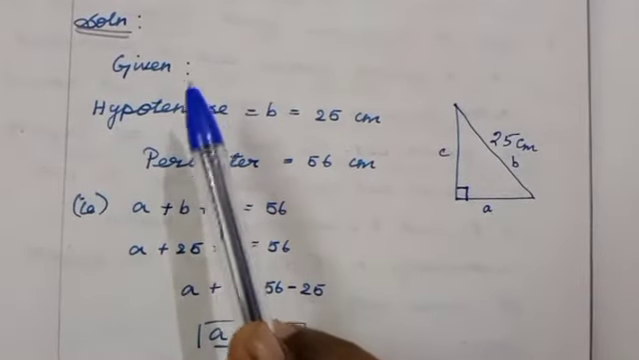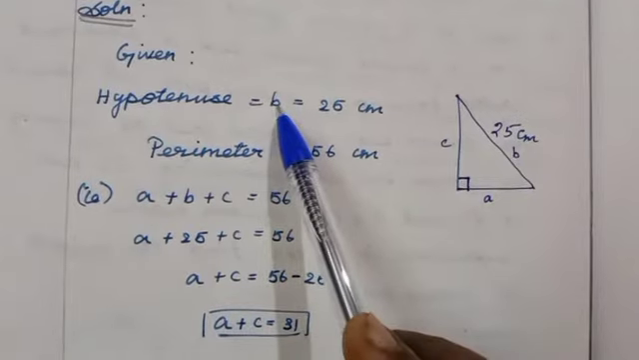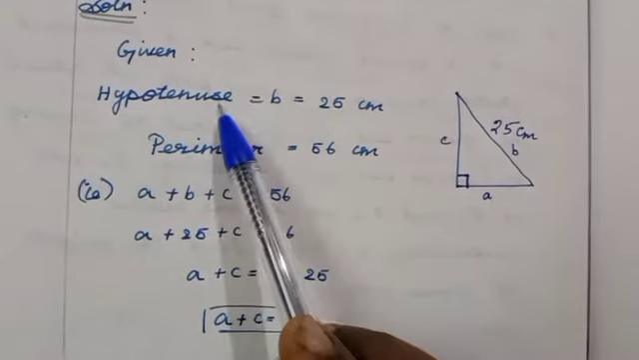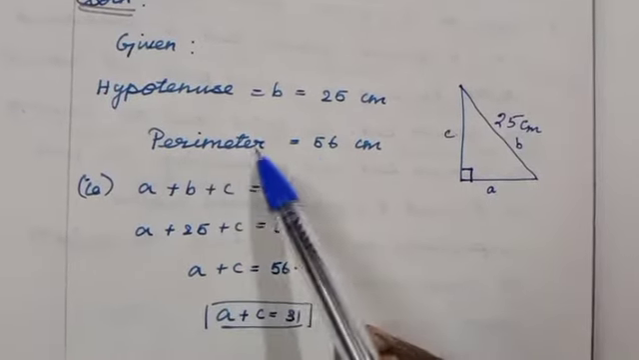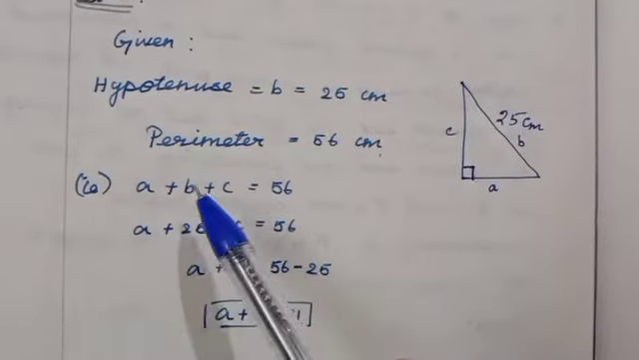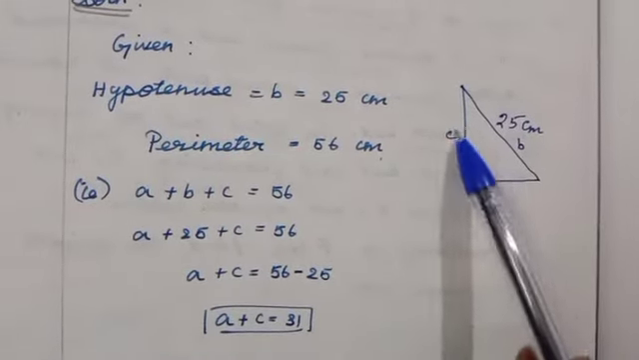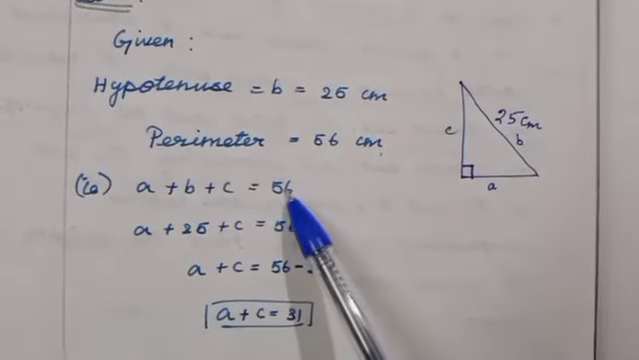What is given in the question? Hypotenuse is equal to 25 centimeter. Hypotenuse we consider as B. So hypotenuse B is equal to 25 centimeter. Also what is given? Perimeter is equal to 56 centimeter. What is the meaning of perimeter? Sum of the measures of all these sides. That is A plus B plus C is equal to 56.